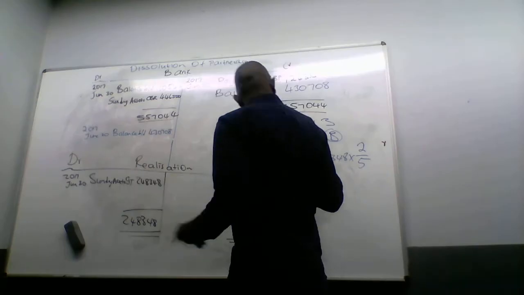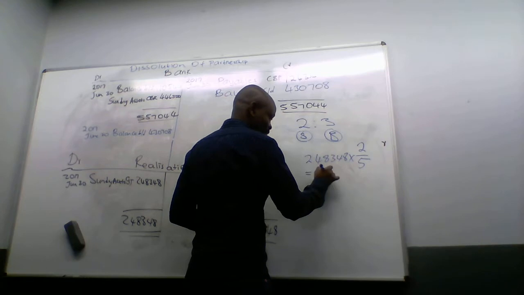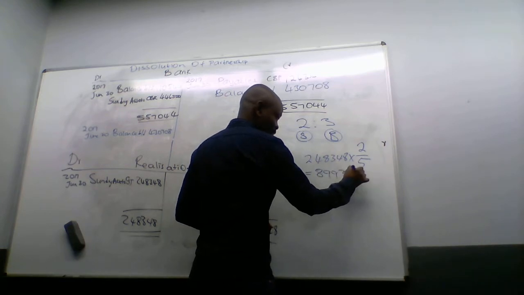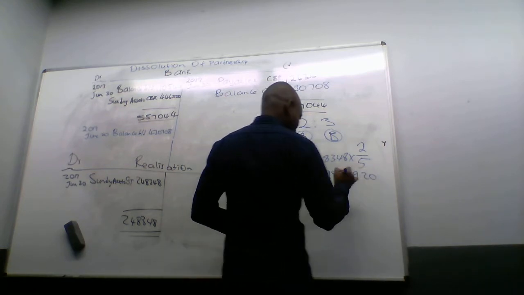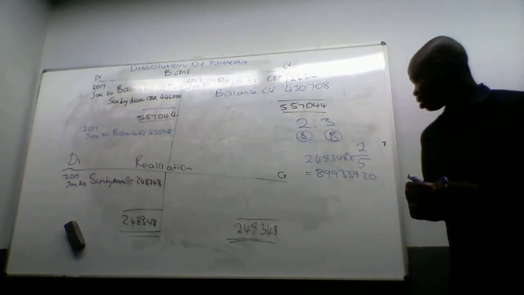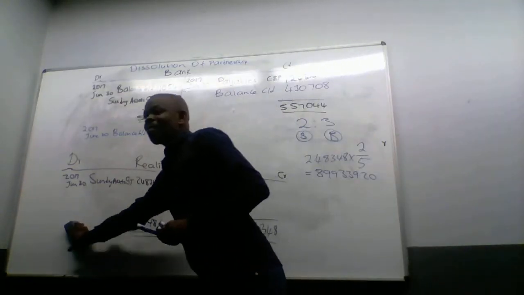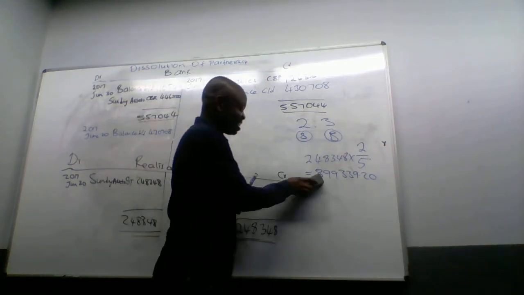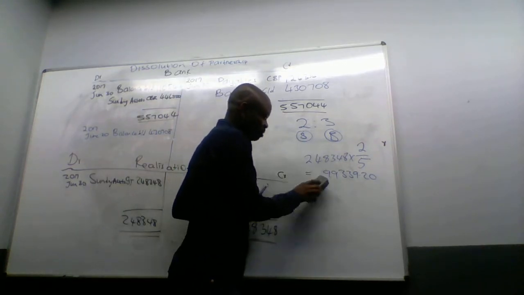99,339.20. Sure? Millions. No, not 8, 9. Just 9. There's no 8 there. Okay. Like this. Yeah. Thank you.